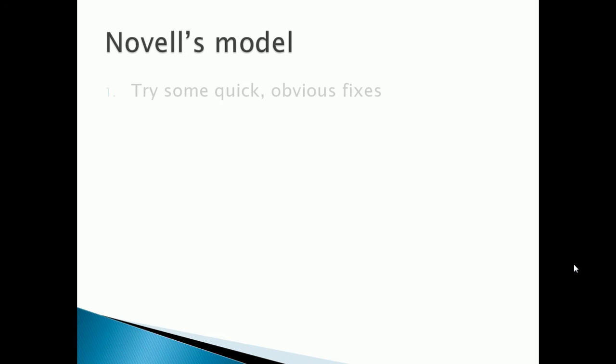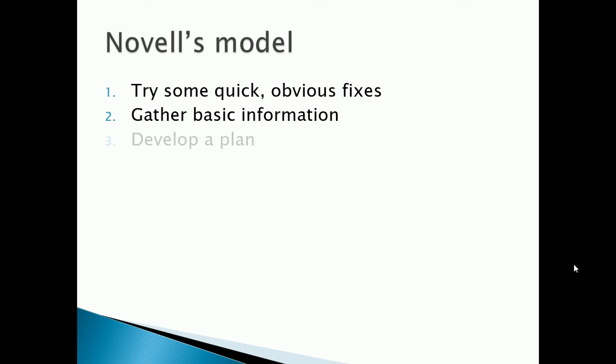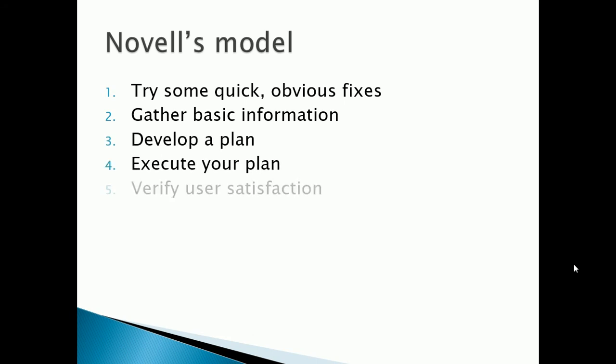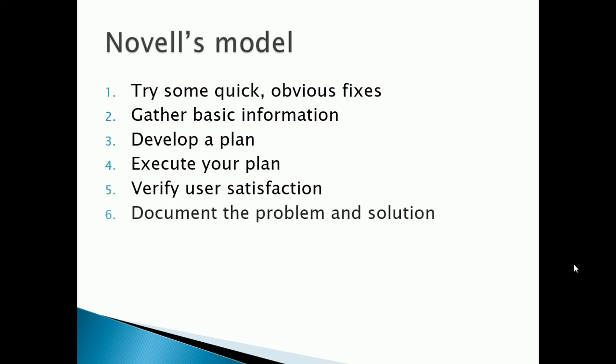Novell has a model as well. With Novell, they tell you to first try some quick, obvious fixes, based on your experience and what you already know. If that doesn't work, gather some basic information, develop some kind of a plan, execute your plan, verify the user is satisfied, and then document the solution. Again, I think this one's a little bit flawed in that we're kind of back to just trying stuff in the beginning. And then developing a plan, how do I develop a plan? What exactly do I do? If I knew that, then again, I wouldn't need this methodology. So that's Novell's model. Some of you probably don't even know who Novell is anymore; they've been slowly going away.